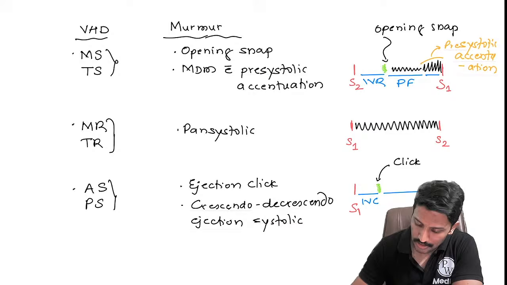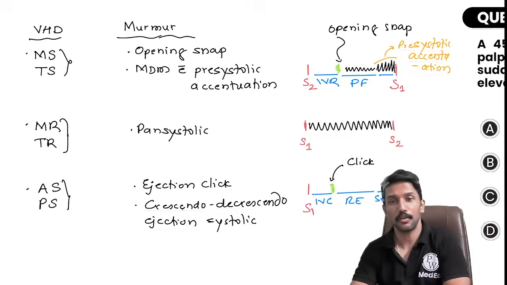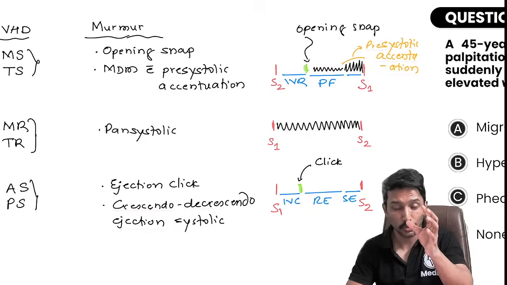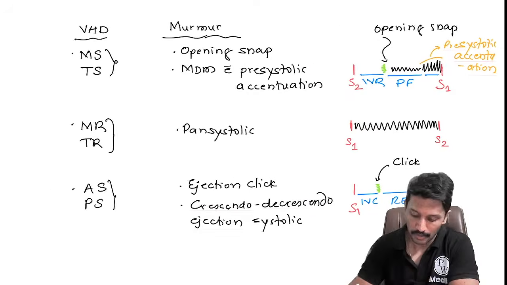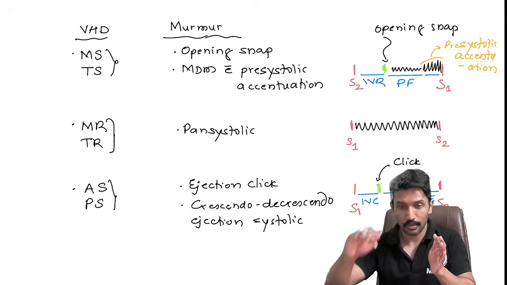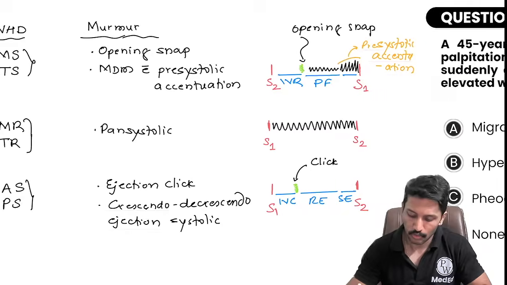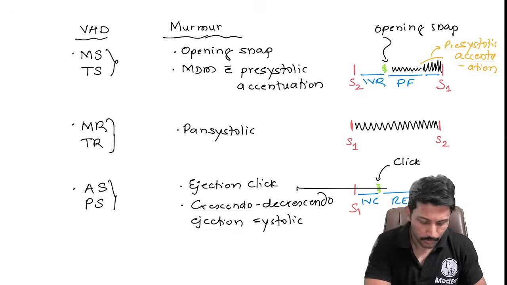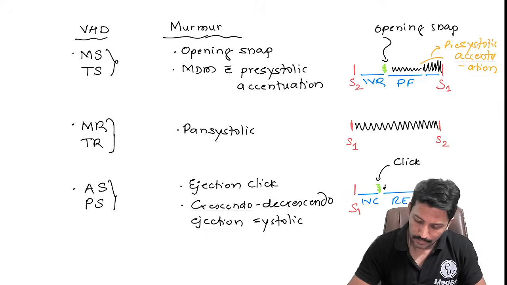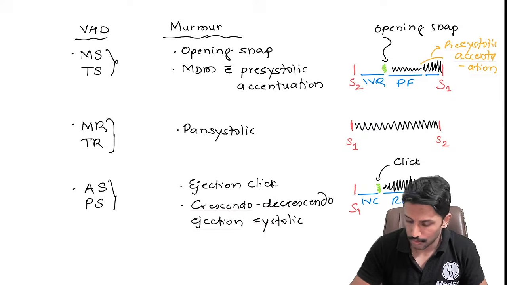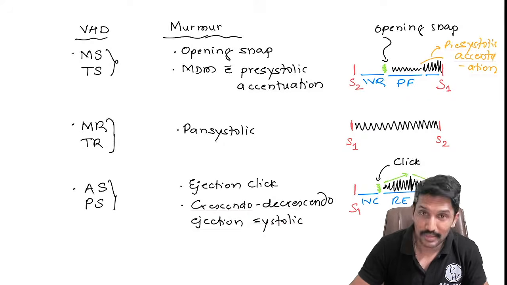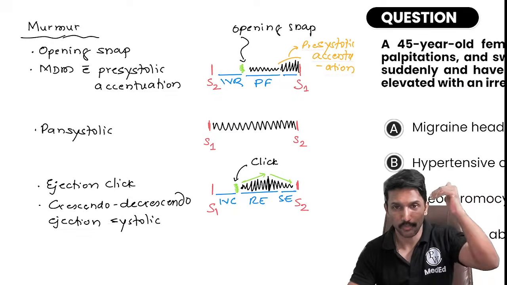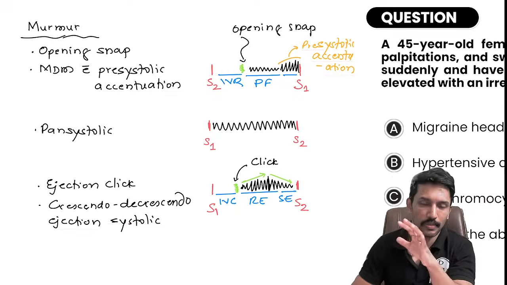After the click, the ejection starts. Initially rapid ejection and then slow ejection. So during this period of ejection, blood is passing through the narrow aortic or pulmonic valve, so it makes turbulence and creates the murmur. But because the flow velocity goes on increasing and then decreasing, the murmur intensity also goes on increasing and then eventually decreasing. So we call this a crescendo, decrescendo murmur. The intensity is going up and coming down, a diamond-shaped murmur.